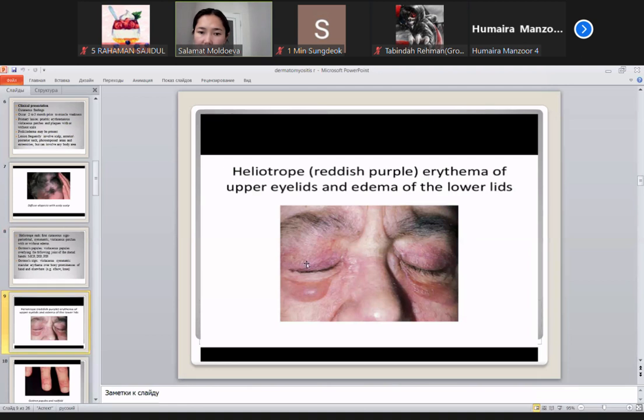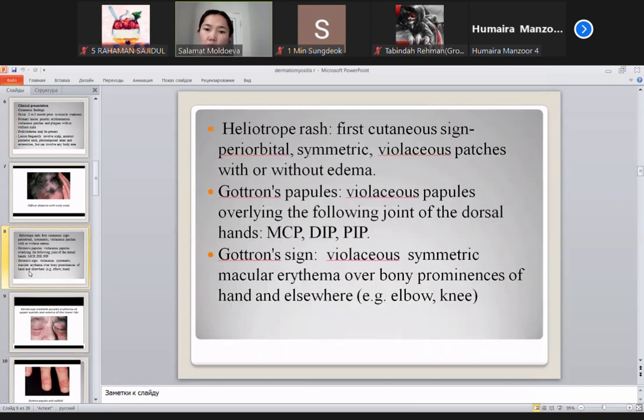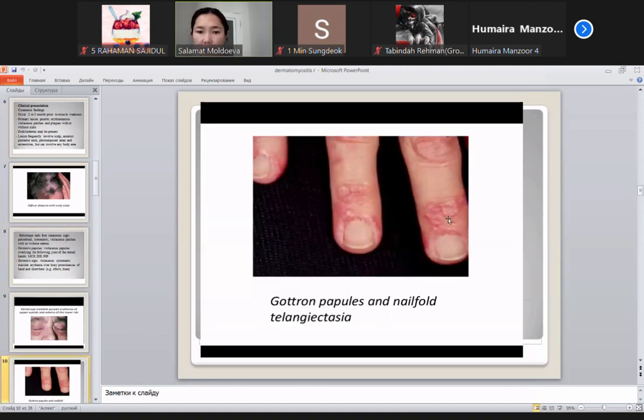As I say, there is a reddish purple color. Which disease does it look like? Some kidney disease, for example, if there is edema, it can confuse the doctor a little. But what we should do is check the analysis and then understand that it is not kidney disease, it is skin disease. Heliotrope rash. Next is Gottron papules. These papules are located on the dorsal hands, MCP, DIP, PIP. This is Gottron papules.